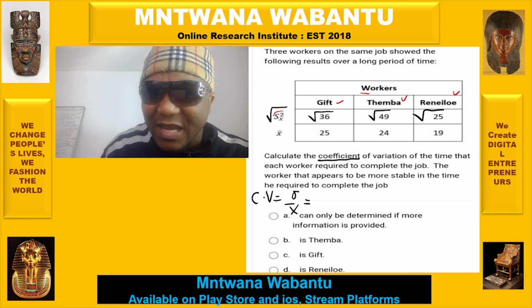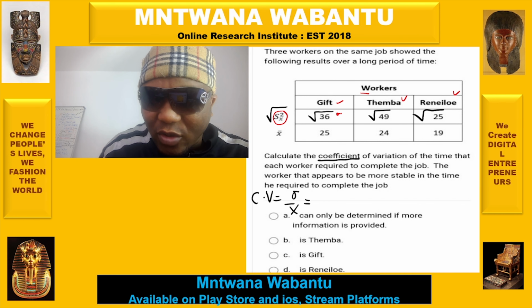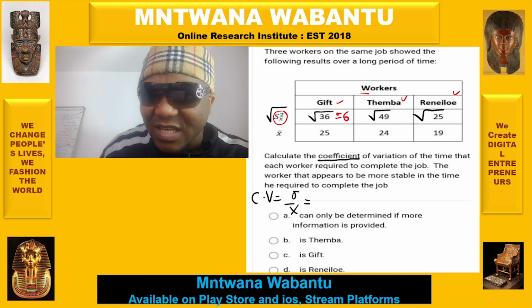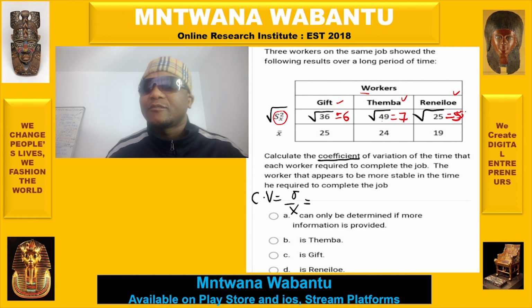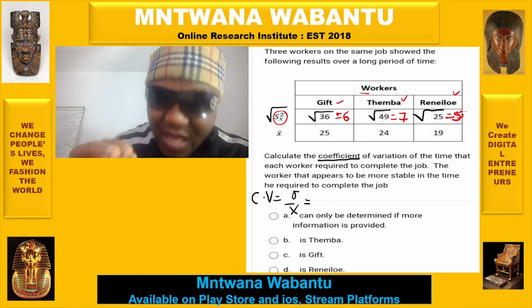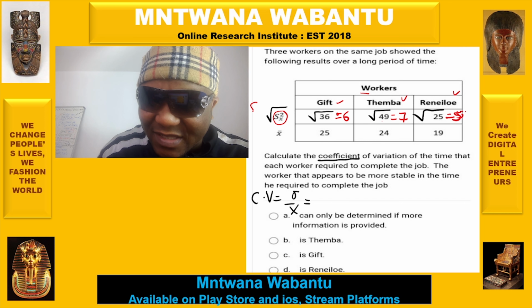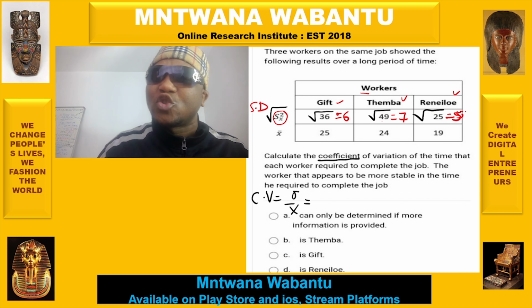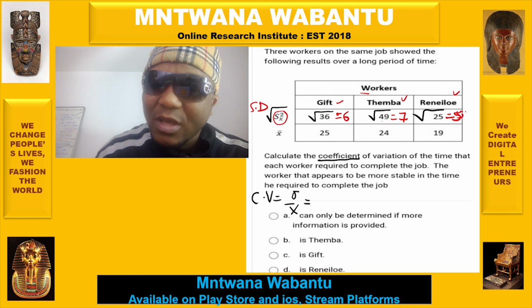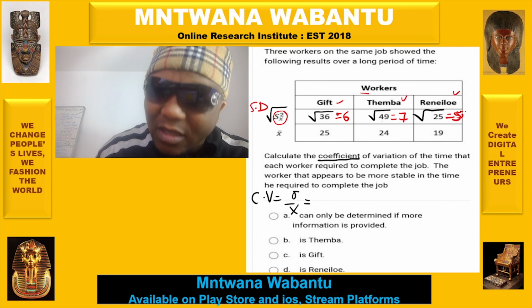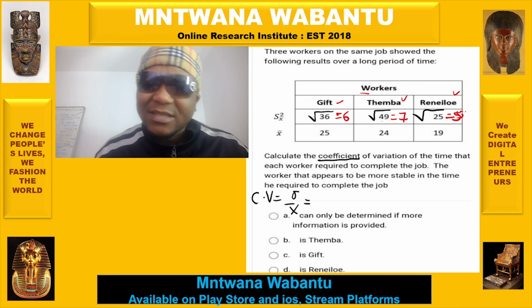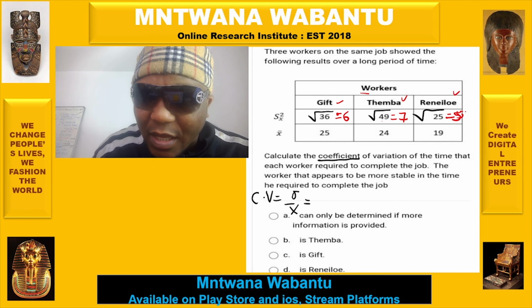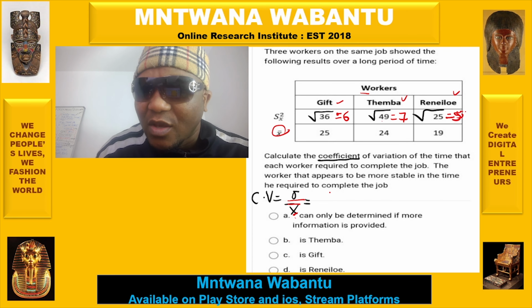When you square root there, you're going to get what? Standard deviation. So when you square root 36, you get 6. When you square root 49, you get 7. When you square root 25, you get 5. Okay, but if it was an exam and they gave here standard deviation, there was no need for me to square root. But for now, they gave you the square of standard deviation, so that's why I had to square root each of them to have standard deviation.